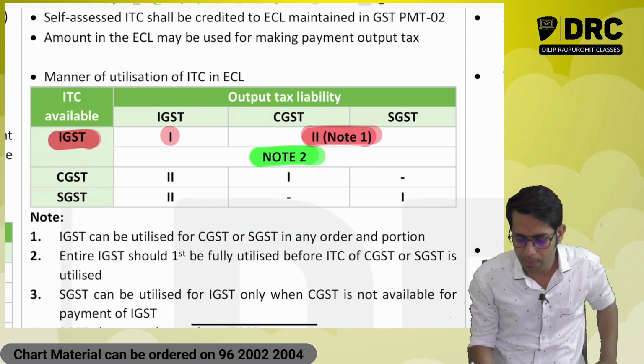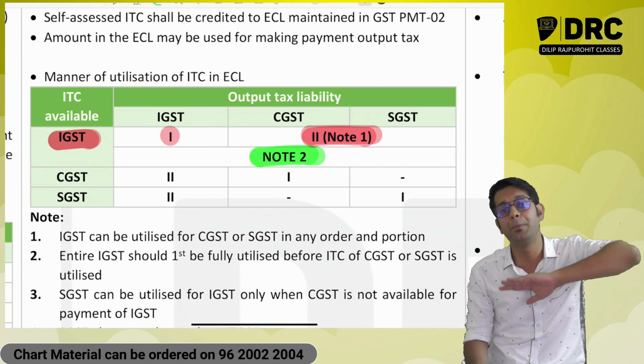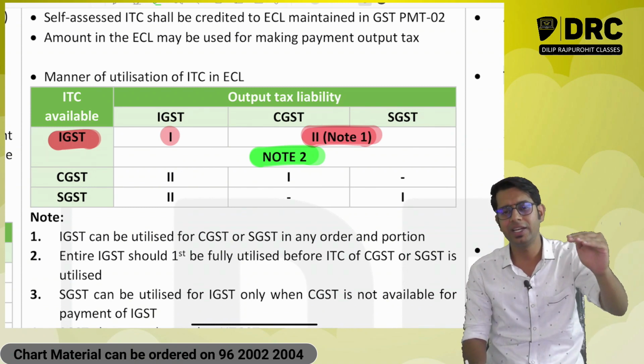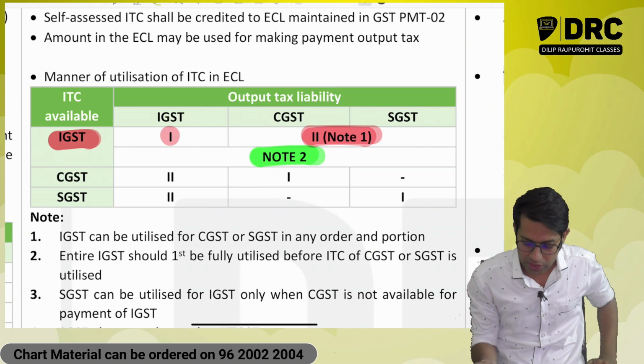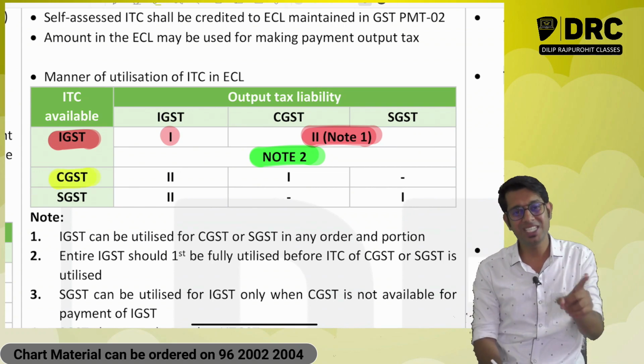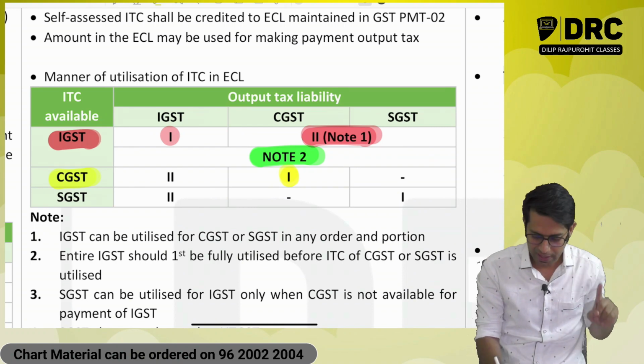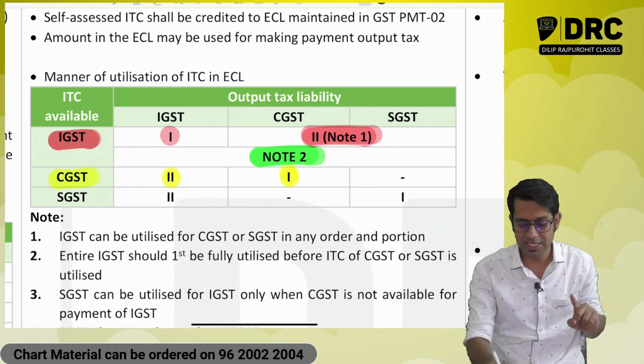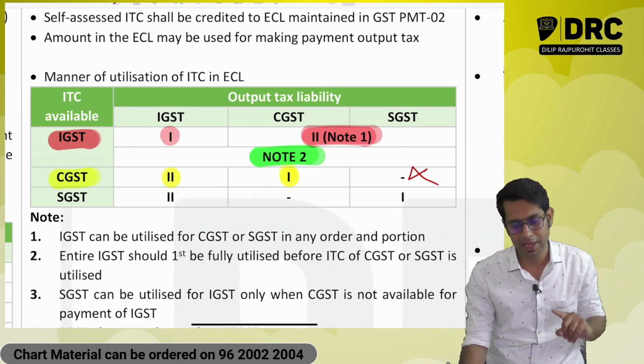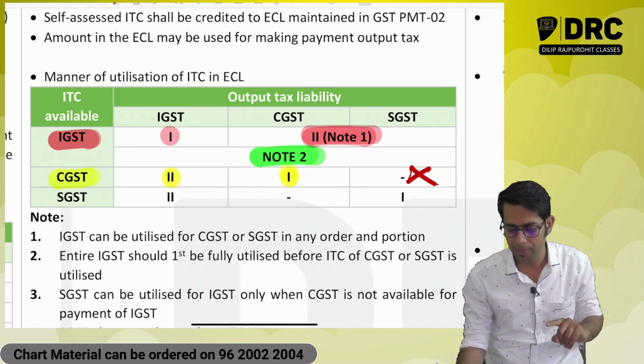The most important point is, first IGST credit should be completely utilized. Once IGST credit is completely utilized, then you can use the CGST credit. CGST credit should first be used for payment of CGST, then you can use it for payment of IGST. CGST can never be used for making the payment of SGST.